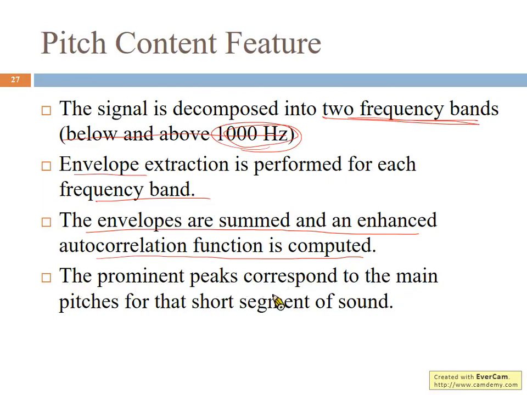The prominent peaks correspond to the main pitch for that short segment of sound. So we also calculate the autocorrelation, and we also pick the prominent peaks from it. So what's the difference between the pitch content feature and the rhythmic content feature? The only difference is the unit over which we calculate the autocorrelation. For detecting pitch, we use a very, very short time segment to calculate the autocorrelation. To extract the rhythmic content feature, we use a much longer time period.